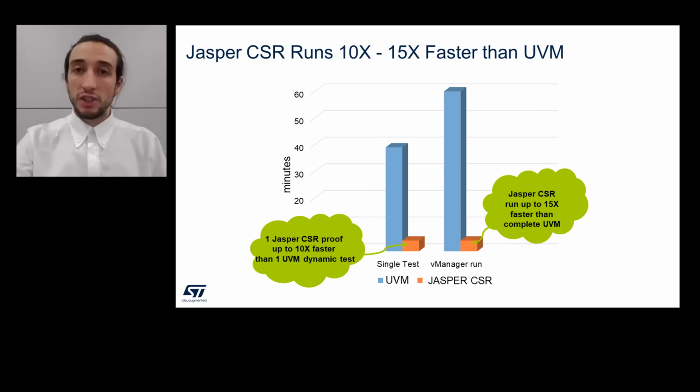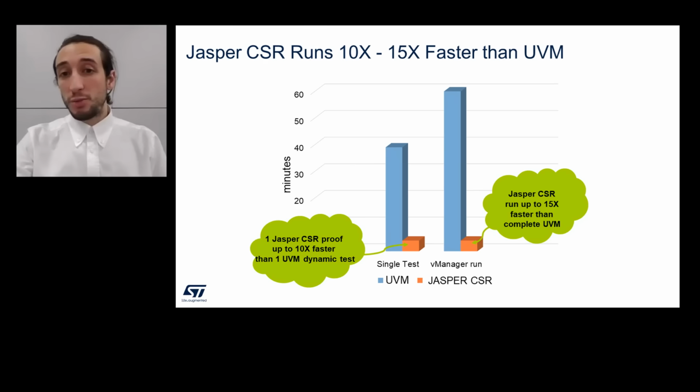Regarding the single test, Jasper CSR's verification time is much faster. This is because with UVM dynamic simulation, even a single test must simulate thousands of random accesses for the entire design. And it takes up to 10 times longer than a single Jasper run.